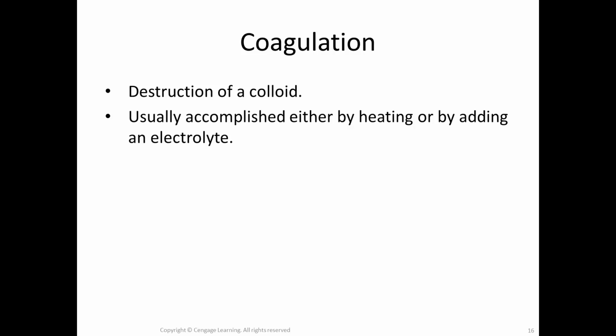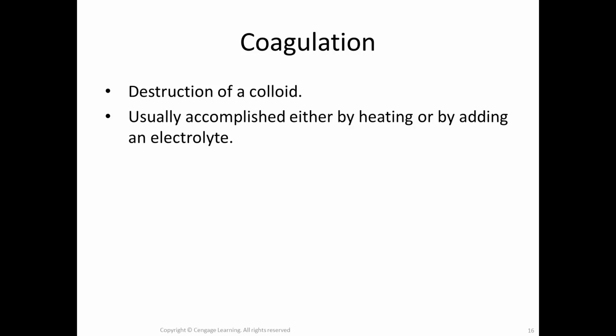Now we can destroy a colloid by coagulation. There are generally two methods to destroy colloids. We can either heat the suspension. The increased velocities cause ions to collide more often, and this then gives us some particle aggregation to form a large precipitate. Or we can add electrolytes.